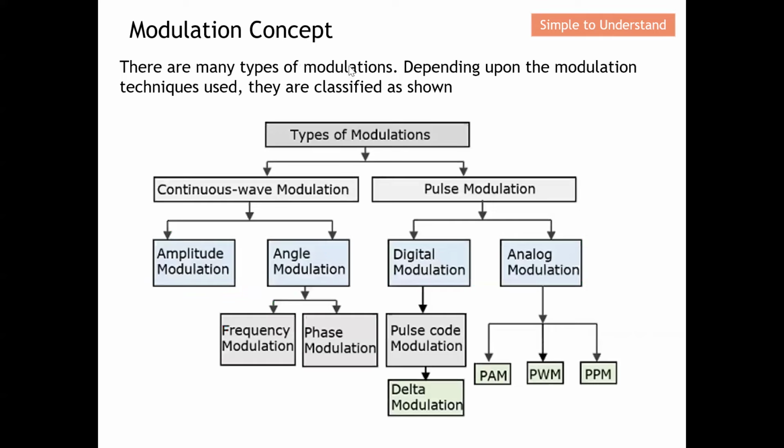There are many types of modulation, depending upon the modulation technique that you want to use. In short, they are classified as shown over here. There are two types of modulation. One we call continuous wave modulation. The other one we call pulse modulation. What is continuous wave modulation? From the name, you know that this is analog in a certain sense. For continuous wave modulation, the carrier needs to be analog. As for pulse modulation, the carrier needs to be in a digital form. This is why they are called pulse modulation. Under continuous wave modulation, you can see that it is subdivided into amplitude modulation and angle modulation.